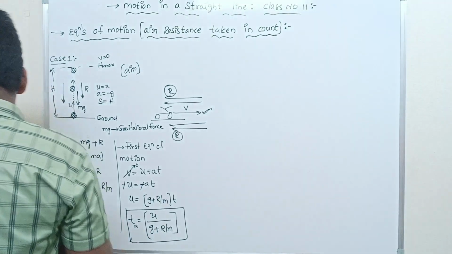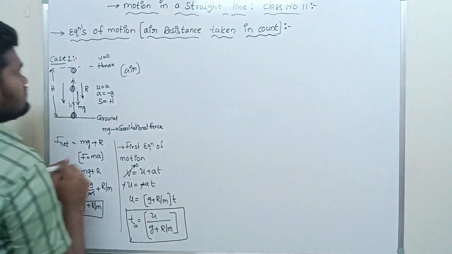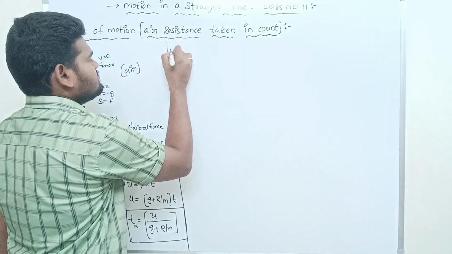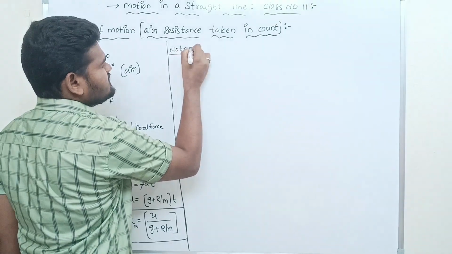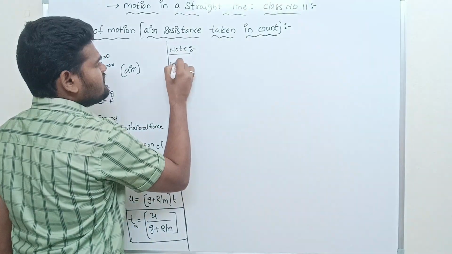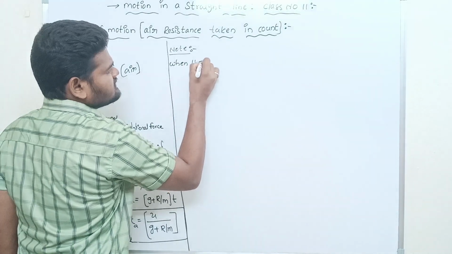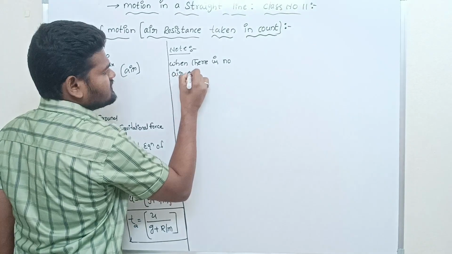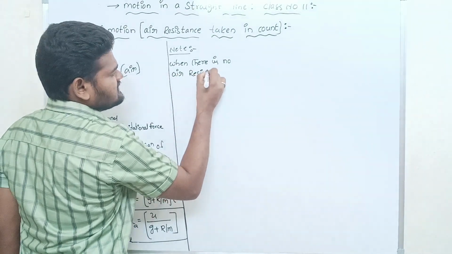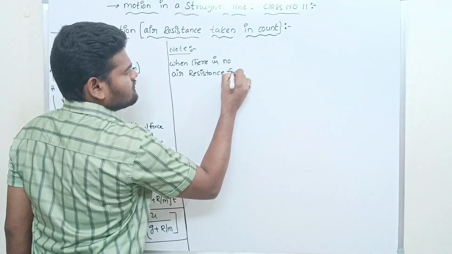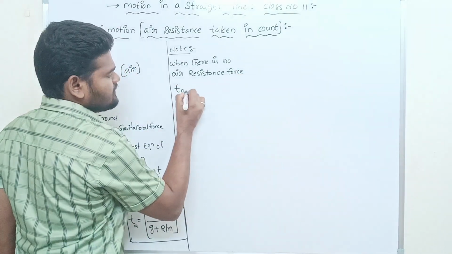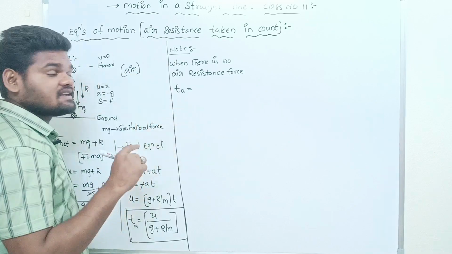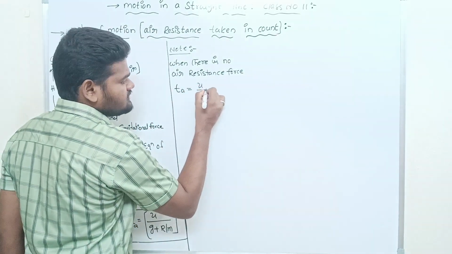Okay, right. Have a look. Note: when there is no air resistance force, what is the equation for time of ascent? We already solved this in previous lectures. Time of ascent is equal to u/g.